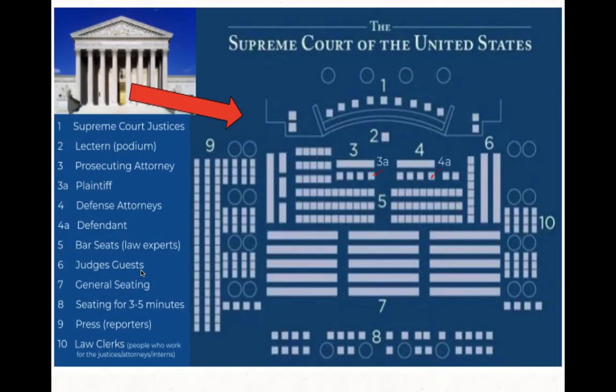This is the Supreme Court of the United States. Not exactly, but this is how it looks. All right, so number 1, these are our Supreme Court justices. There are how many of them? Nine Supreme Court justices. They sit up here. In the center is the Chief Justice, John Roberts. I don't know if I know the exact seating right now, but typically it's based off of seniority. Those are our nine justices. Imagine how intimidating that is.